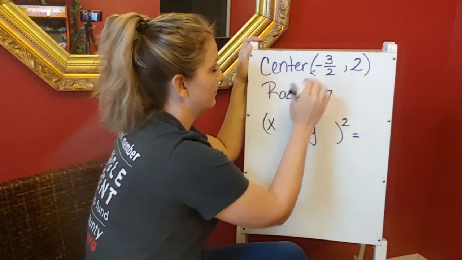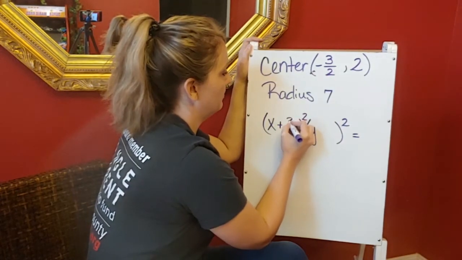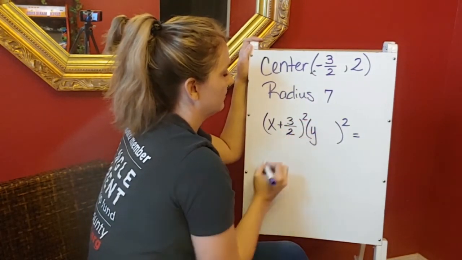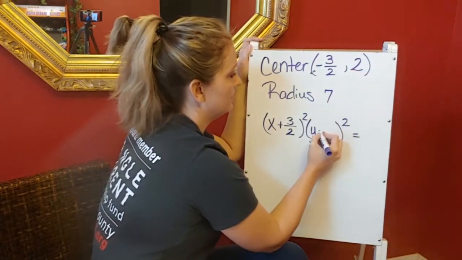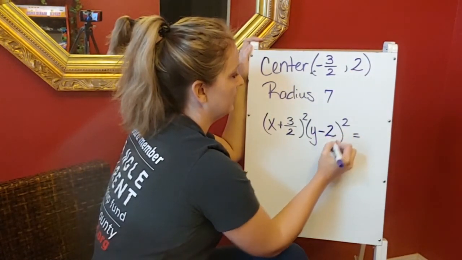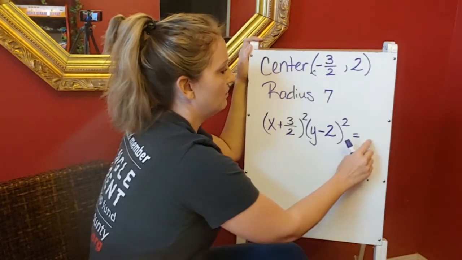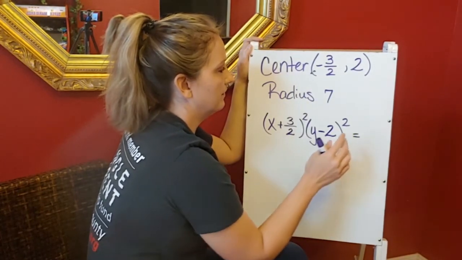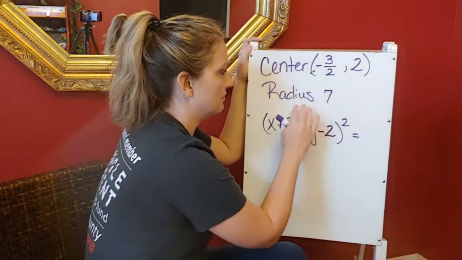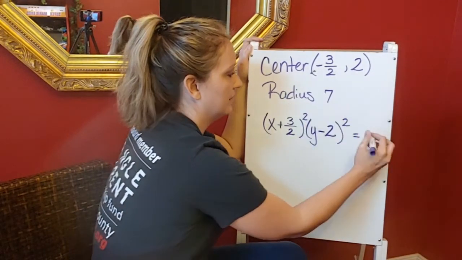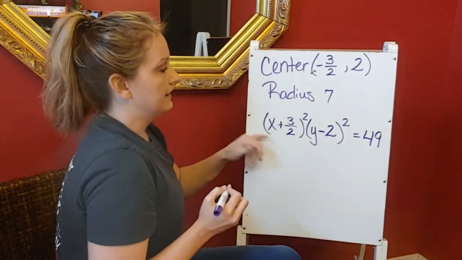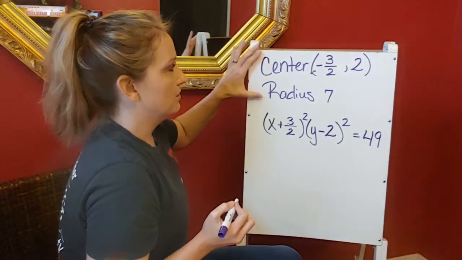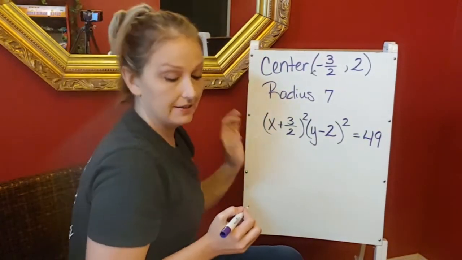So it's a negative 3/2 here, so it'd be plus 3/2 down here. My y-coordinate is a positive 2. So I'm going to switch that up and make it a negative 2 down there. And it's always equal to whatever your radius is squared. So if my radius is 7, then 7 squared is 49. And this is the equation for this circle with this center and this radius.